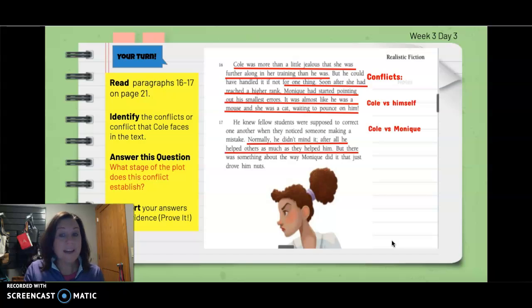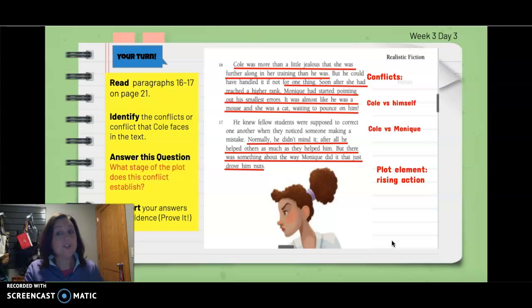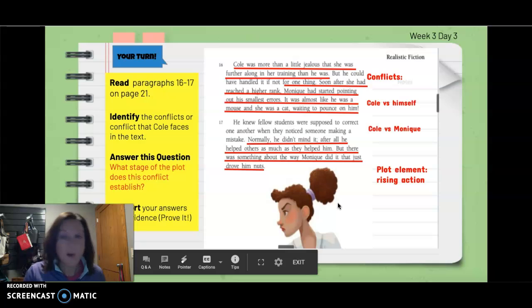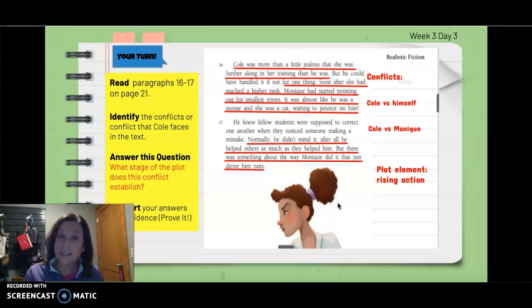Normally he didn't mind it. After all, he helped others as much as they helped him. But there was something about the way Monique did it that just drove him nuts. Okay. So the plot element is rising action. You can see it starting to build. Okay, so I want you to make sure that you take the time to annotate. If you need to go back, go ahead and do that and write in the margins. See you later.